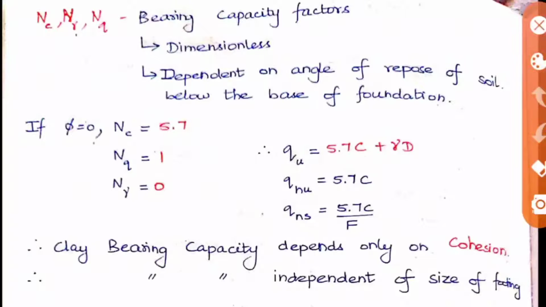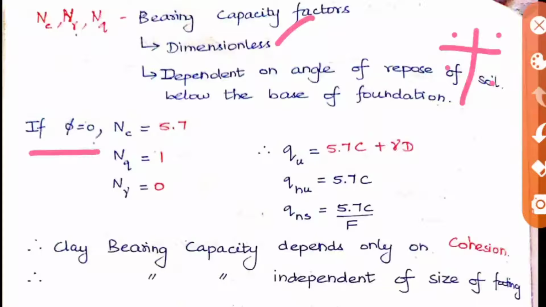And I have told you, this Nc, N gamma and Nq are bearing capacity factors. They are dimensionless factors and depend on the angle of repose of the soil below the base of the foundation. This is an important point. Keep remembering that these three factors depend only on the angle of repose of the soil, and not on any other properties of the soil or of the foundation. Based on the phi value only, everything is going to change here. So as a basic, knowing this is enough, that is, phi is equal to 0.